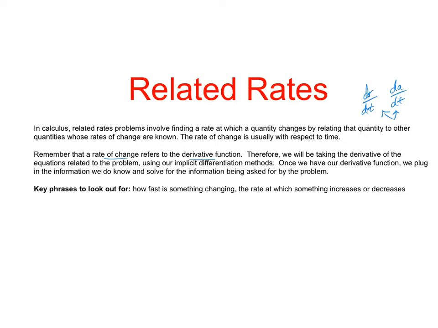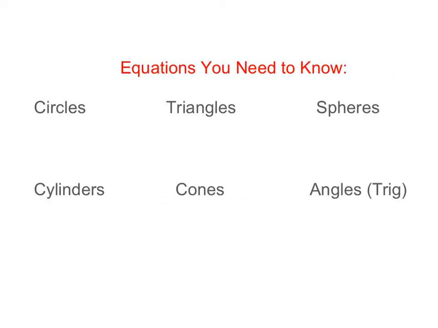Now, some very important key phrases to keep in mind are generally the word fast. How fast is something changing? And the rate at which something increases or decreases. These are generally the keywords that pop out during these problems. So if you see a problem that talks about how fast something is changing or the rate at which something increases or decreases, you are talking about a related rates problem, and therefore you should know kind of where to go from there. So let's get started with some equations that we need to remember.